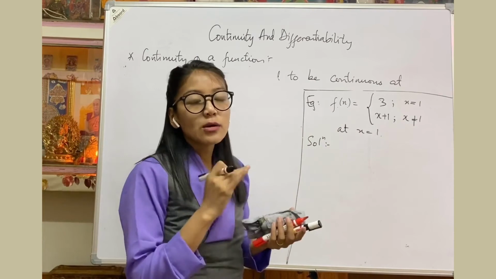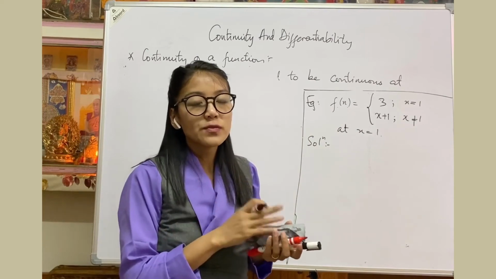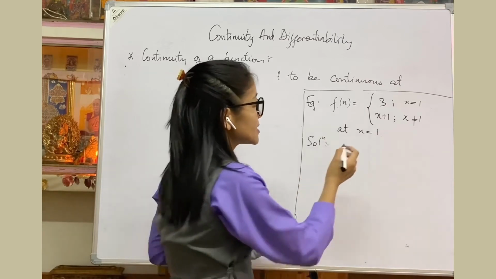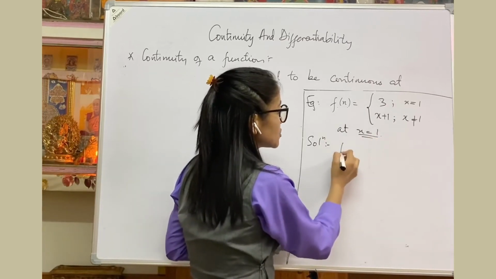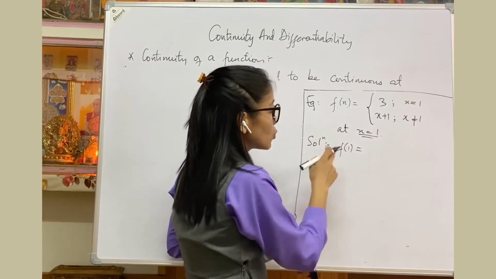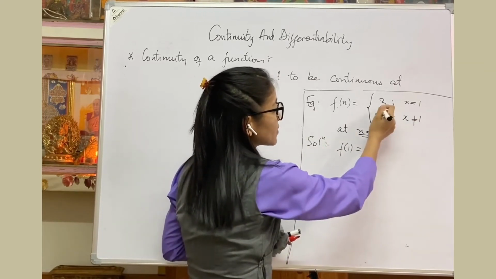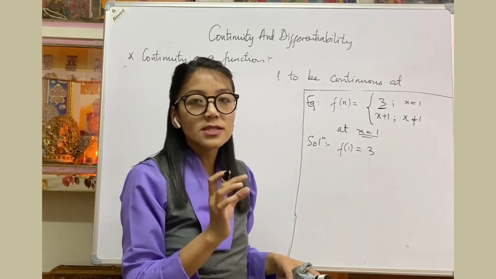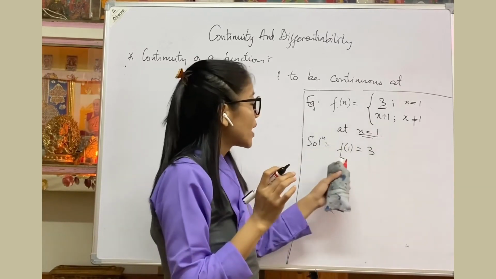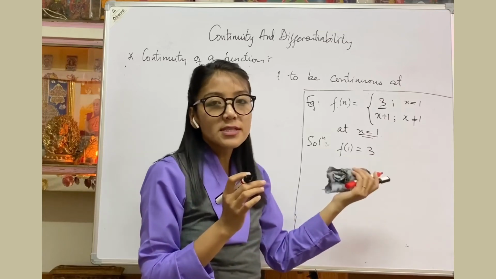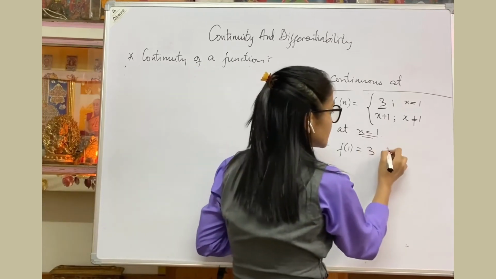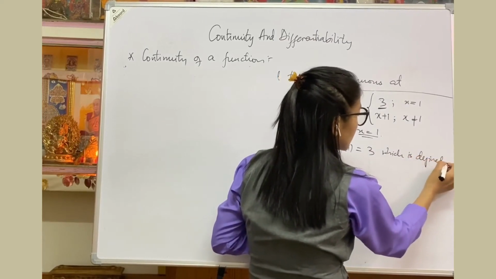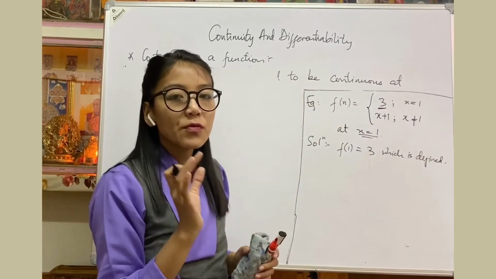So the first condition, to check the continuity of the function, what we have to look for is whether the function is defined at this point or not. So which means you have to find out f of 1. So when x is equal to 1, what is my function? It is 3, right? So f of 1 is equal to 3. It's a constant function, constant value. 3 means it's a defined value. So it is satisfying the first condition.